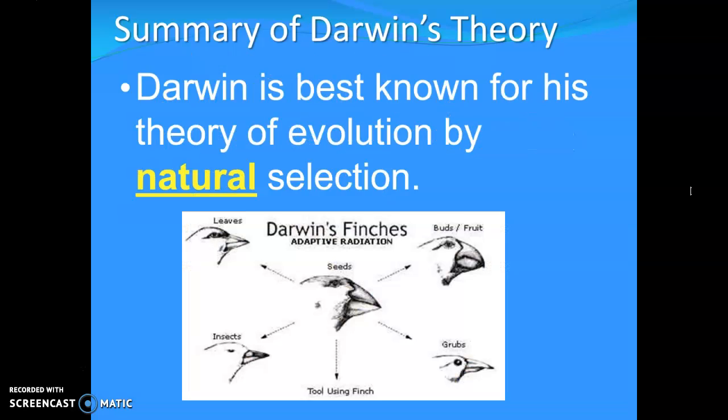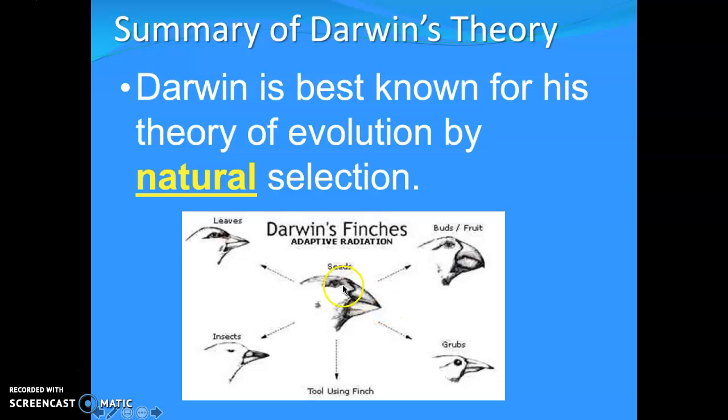So Darwin is best known for his theory of evolution by natural selection. I told you guys that one of the species that he studied was these finches. Finches are little tiny birds. And one of the things that he noticed about the finches is that they have different types of beaks. They're all finches, which means they all have similar coloration, similar structures, but the beak sizes were a lot different, and that depended on what they were eating.